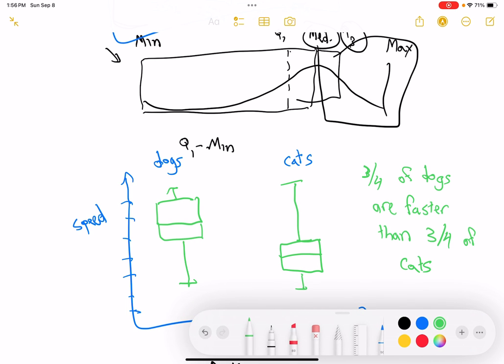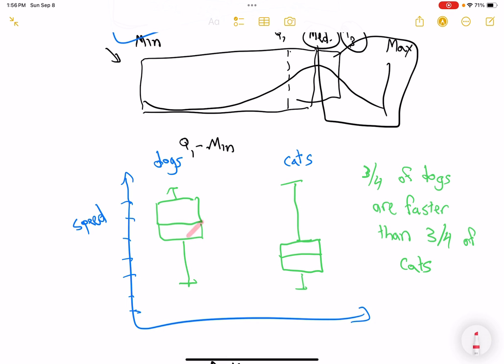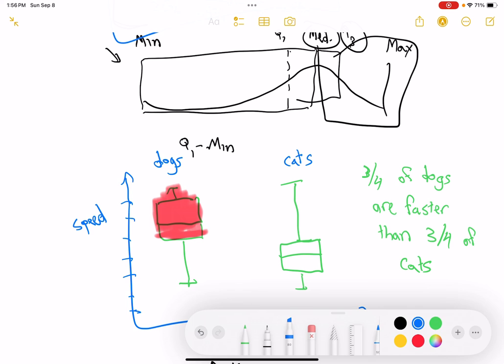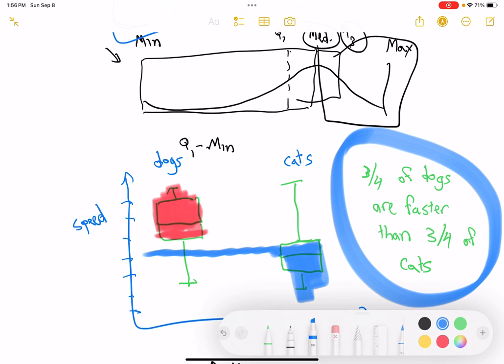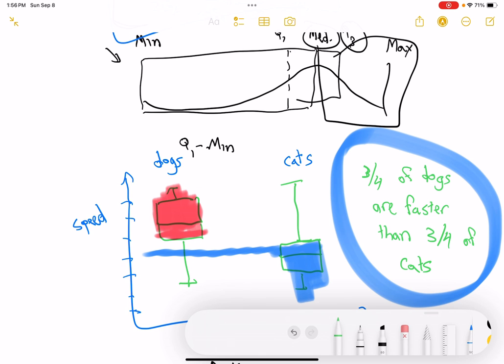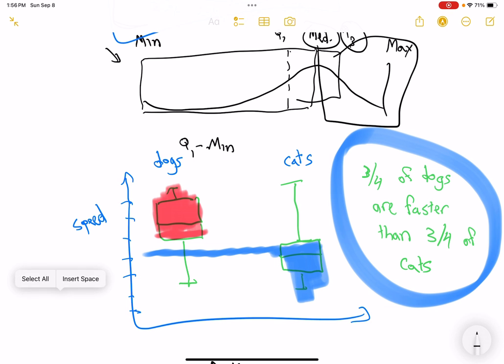And I know this to be the case because if I look at the dogs, 3/4 starts at our first quartile and goes up, right? That's 3/4 of the data. This is where we go back to the whole remembering the parts of a box plot. And then for the cats, 3/4 of data sits right here and down. And as you can see, that is lower than it is for the dogs. And so that comparison would be an accurate one. So that's one thing to keep in mind. That's how we do that kind of comparison. And you are likely to run into a comparison like that on the assessment.